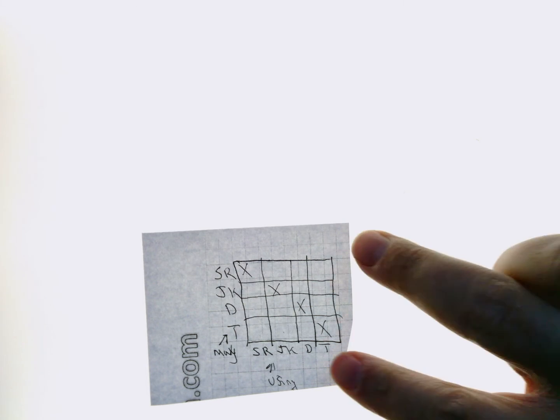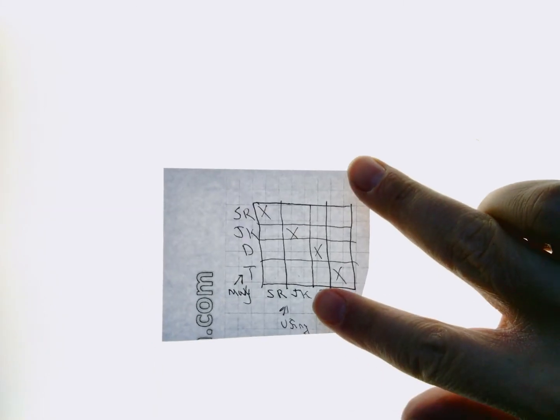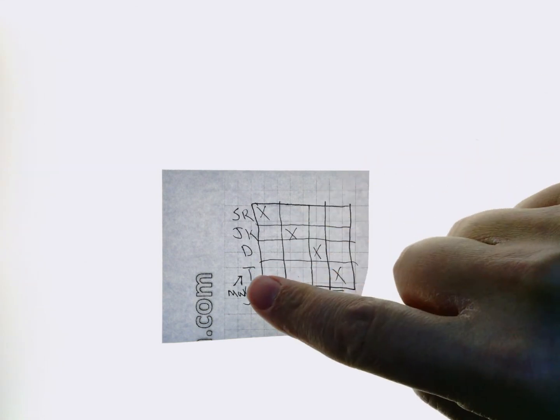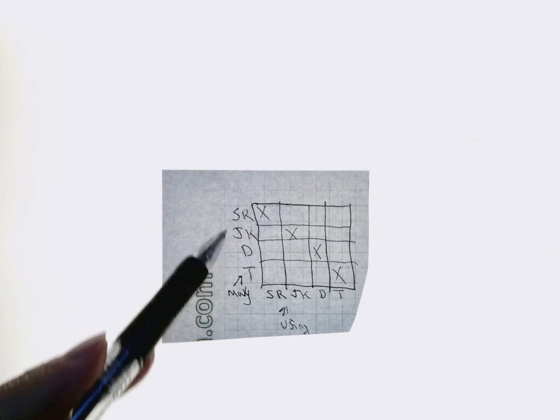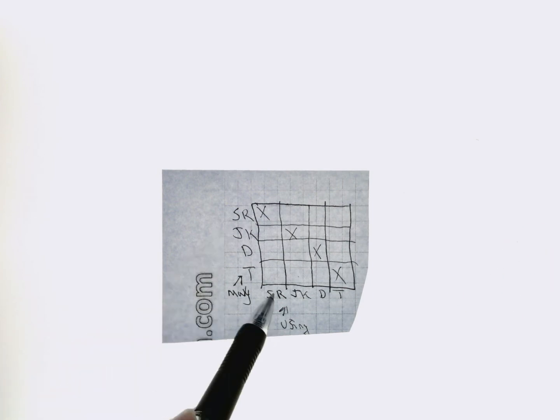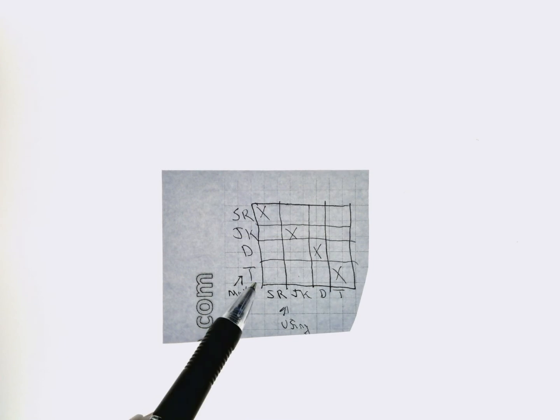Hi everybody. Just wanted to give you a brief rundown on the flip-flop conversion thing. What we have here is a little matrix that I drew up. The SR, JK, T, and D flip-flops are in the vertical axis, and we're going to make these using SR, JK, D, and T flip-flops.